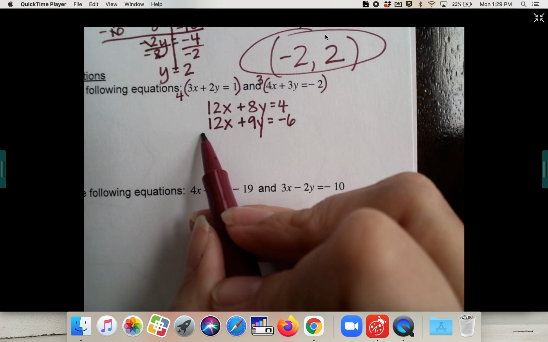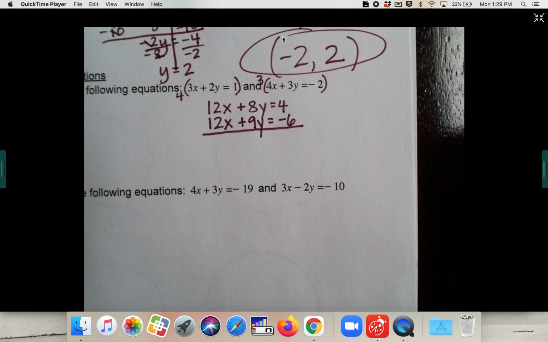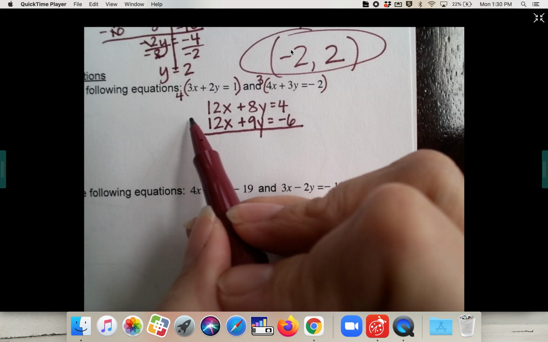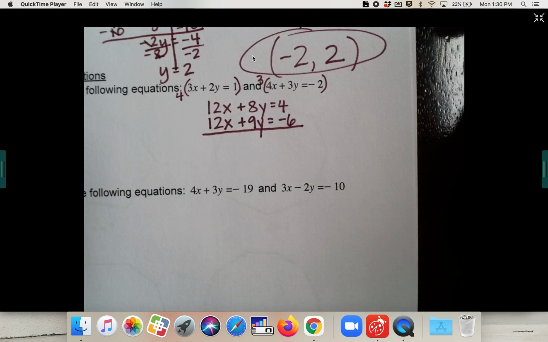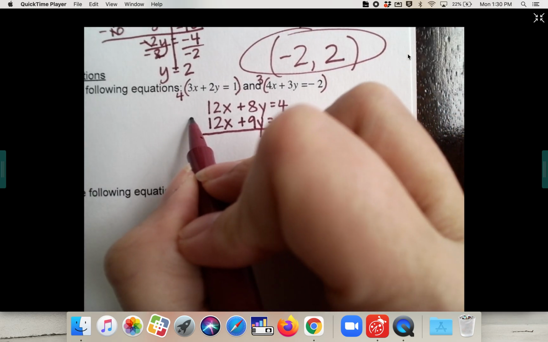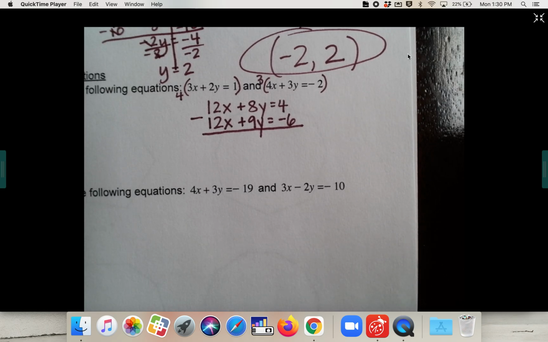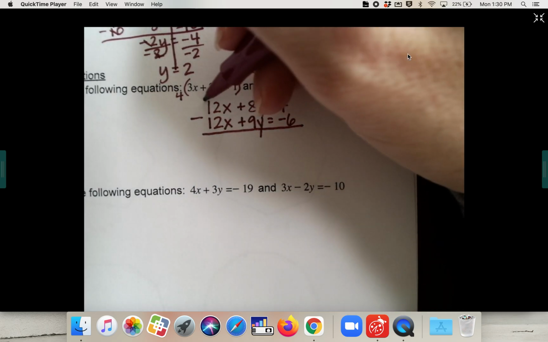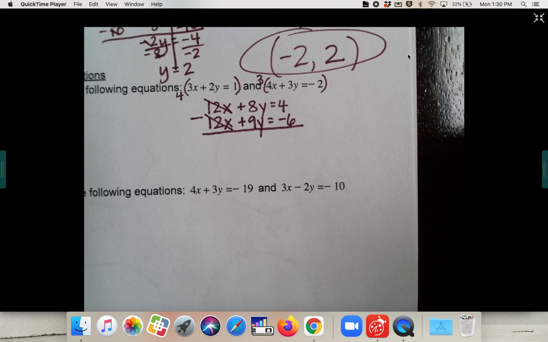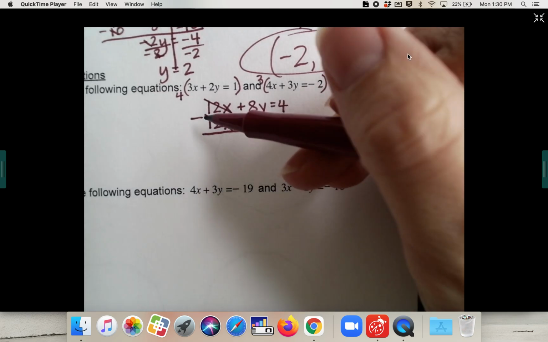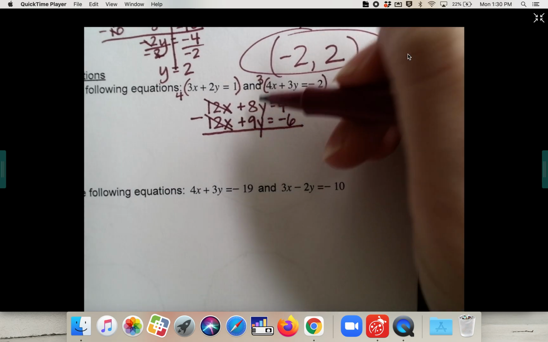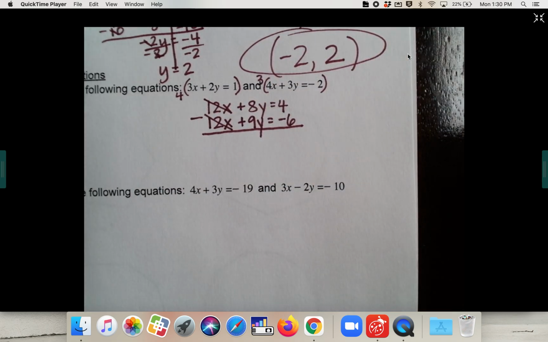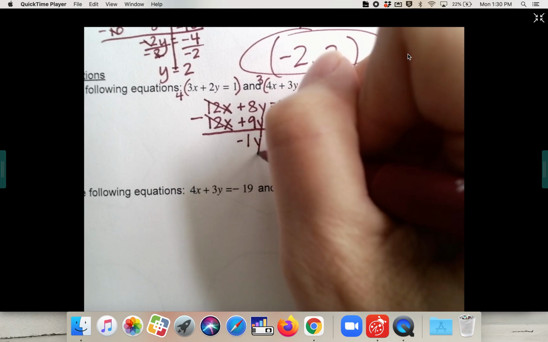All right, when you're choosing what to do, you want to eliminate. So if I chose to put plus, would 12x plus 12x be 0 and eliminate? No, it would not. It would be 24x. So I have to subtract in this situation. 12 minus 12 is 0, and therefore those eliminate. So be sure now you're subtracting this part and this part as well. So 8y minus 9y is negative 1y.